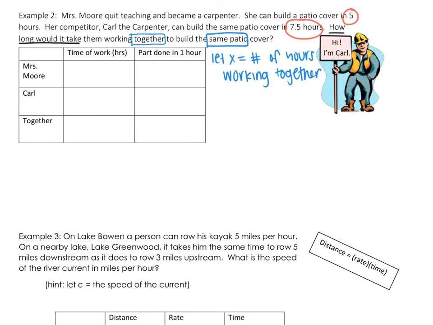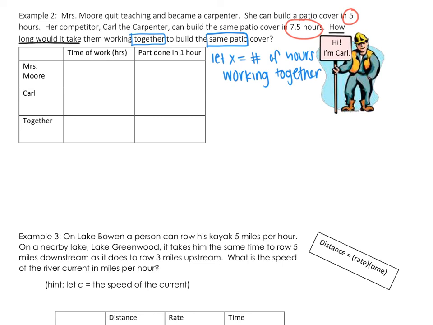So there's my variable. X is the number of hours when I'm working together, which is what I'm looking for. How long would it take them to work together? Your question is always going to give you your variable. Whatever your question asks, that's most likely going to give you your X or your variable. So now let's fill out this table.